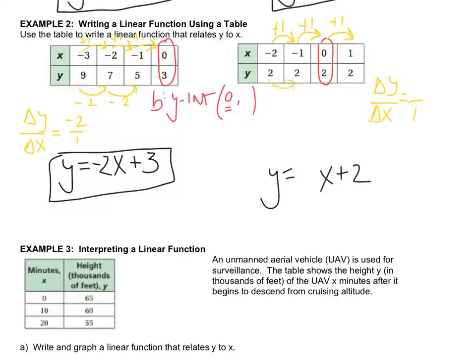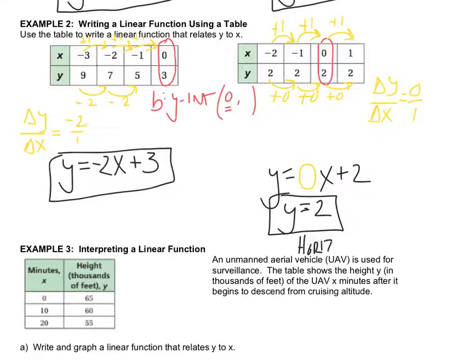And notice here, adding zeros. So 0 over 1. Well, 0 over 1 becomes 0. So I can leave it as 0x plus 2, but what does 0 times x give me? 0 times anything gives me 0. So really, this equation is going to look like this. And what do we remember about an equation that's y equals a number? It produces a horizontal line.